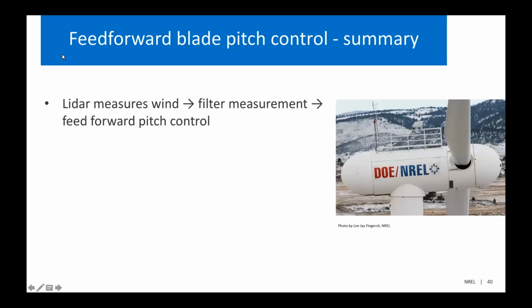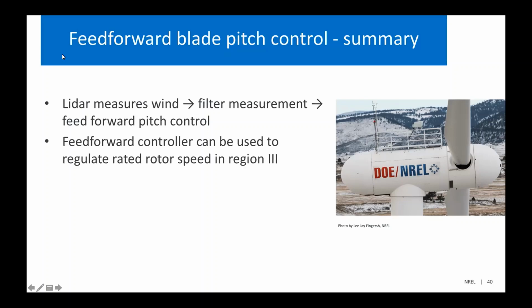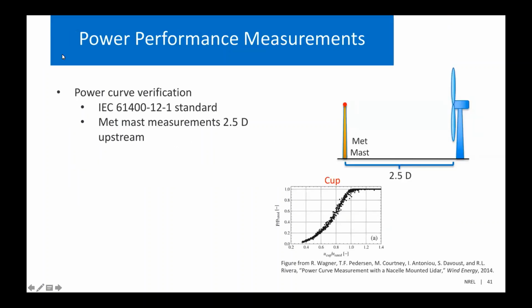So a summary on the feed-forward blade pitch control: we use the LiDAR to measure the wind, and then we filter that measurement, and then we apply that to a feed-forward pitch controller. And so the feed-forward pitch controller can be used to regulate the rotor speed in region 3, and then the feedback controller can be tuned for loads reduction.